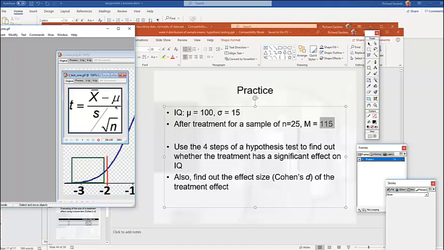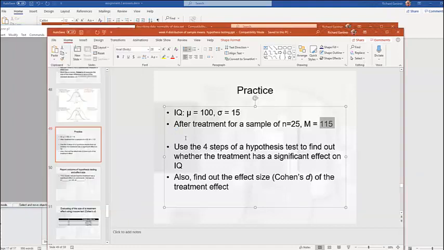So your t-test statistic is 5. It's 5, which is huge. That means that this mean here is 5 standard errors away from the stated mean. So therefore, you would reject the null.